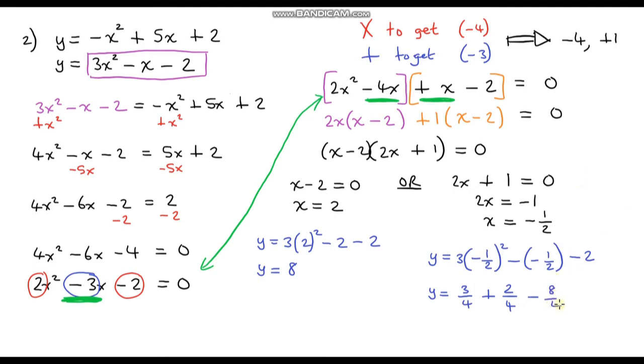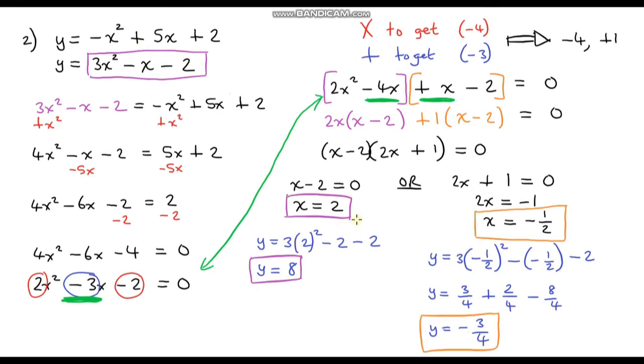So remember, we're not using a calculator for this. So let's work out what this is. 3/4 plus 2/4, that's 5/4. And then if we take away 8/4, we now have negative 3/4. So that is our answer. So our solutions for this question are x equals 2 and y equals 8, or x equals negative a half and y equals negative 3/4.